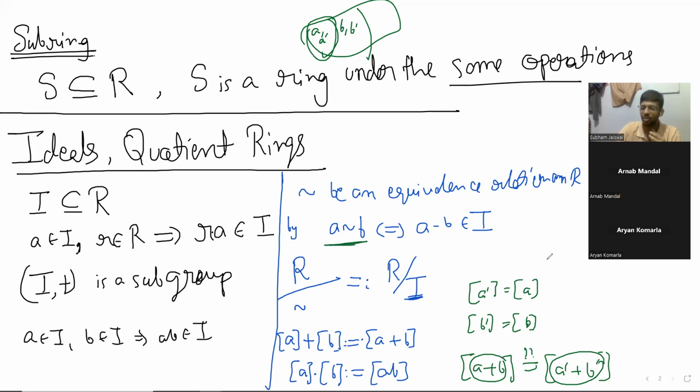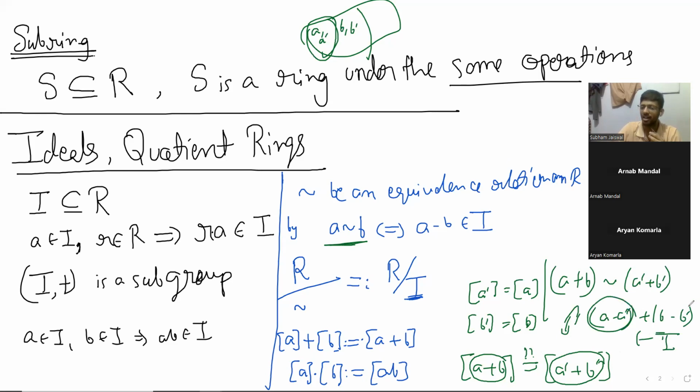So this is the same as checking that A plus B is related to A tilde plus B tilde, which is the same as checking that A minus A prime plus, I'm just directly writing, is in I. But that is true because this is in I and this is in I, and the sum is in I because it's a subgroup.